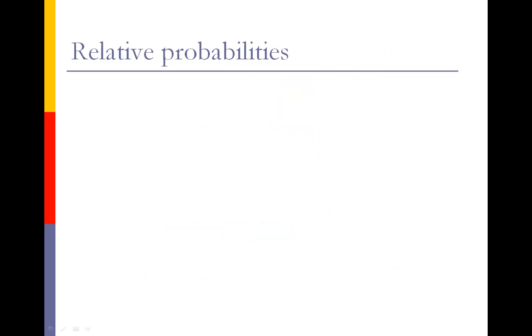Let's look at another aspect of probabilities, of clinical applications of probabilities that is also quite commonly used, and that's the idea of relative probabilities. There are two major kinds of relative probabilities, and often they are confused with each other. So we need to clarify what they are.